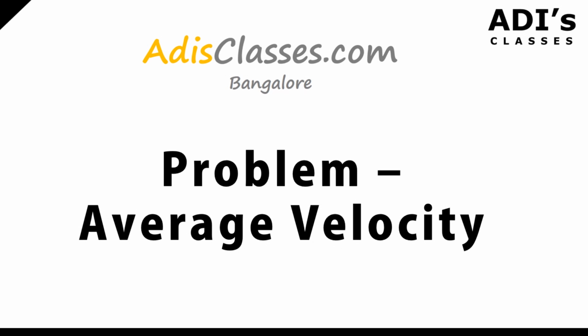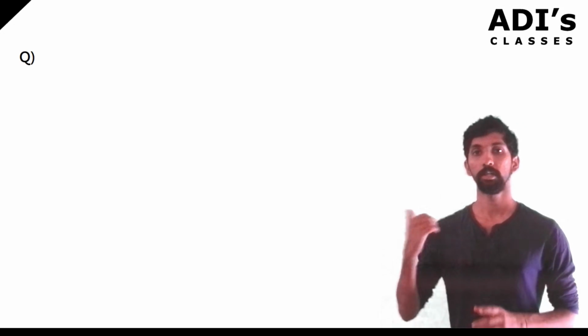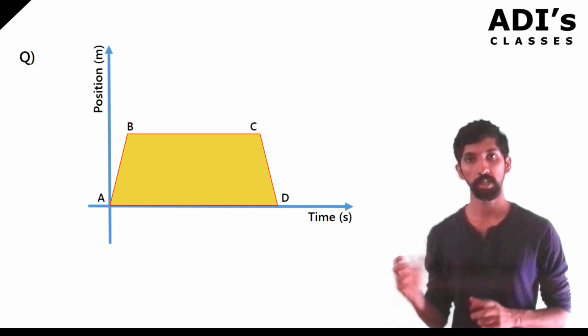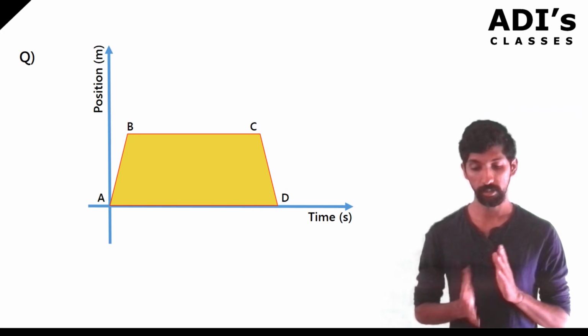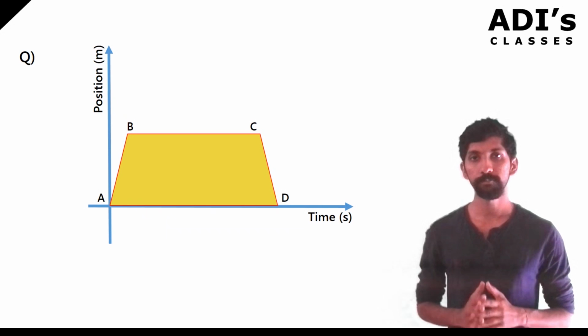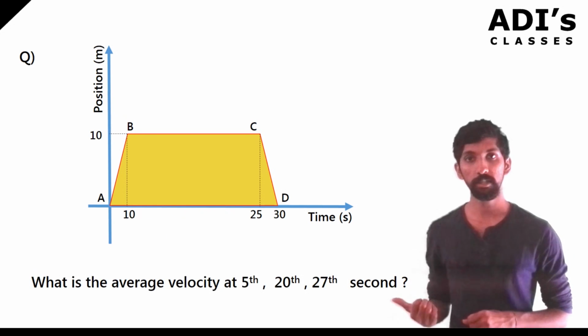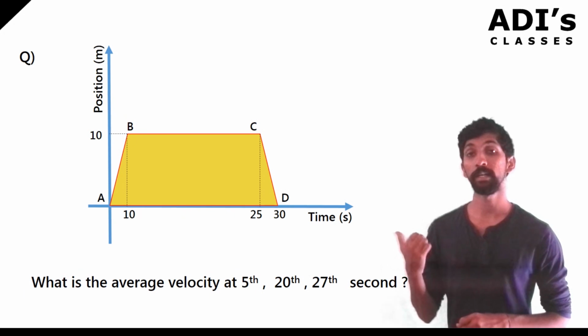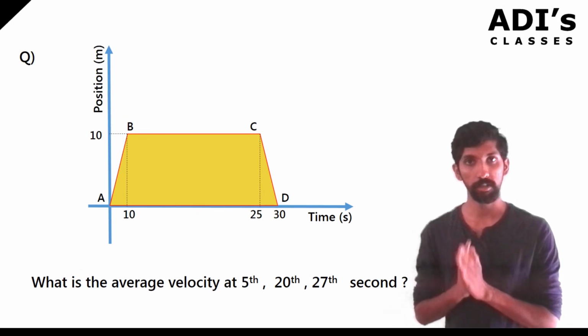This problem is a graphical problem. Look at the figure. You have a position time graph with points A, B, C and D. Now the question goes like this: what is the average velocity at 5th second, at 20th second and 27th second? You have to solve it using the graph.